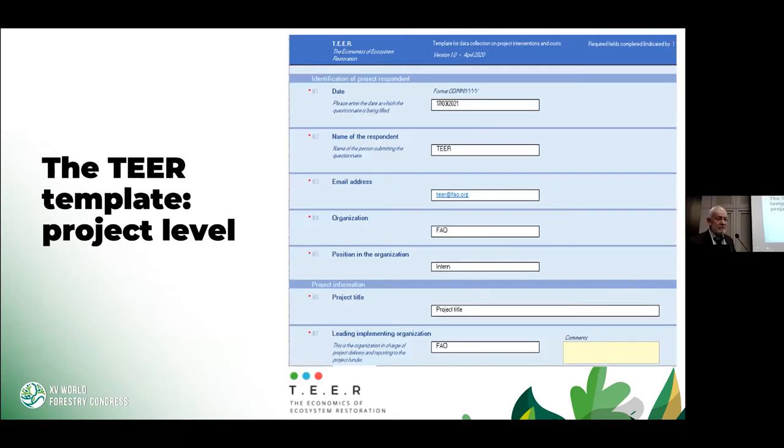So I'm not going to go into the details that are written very small. The first thing is that the collection is done at project level. So for one project, we collect all the information, including how it was collected, by whom, etc., in order to guarantee the quality of the information. Next slide, please.